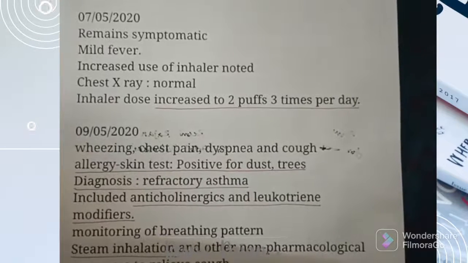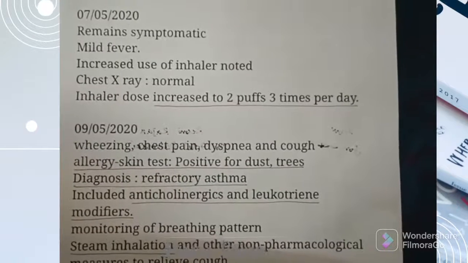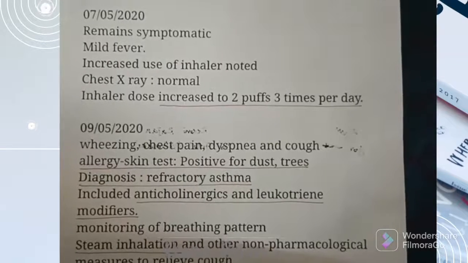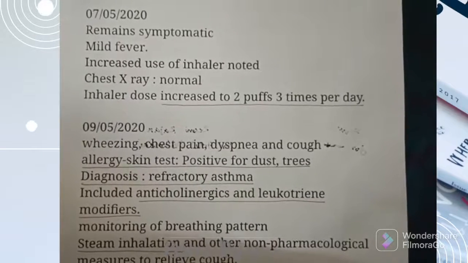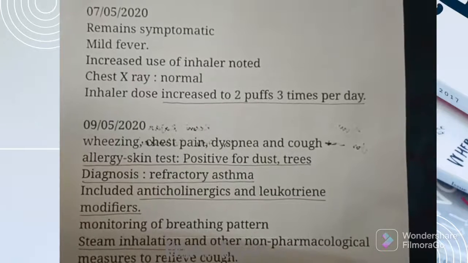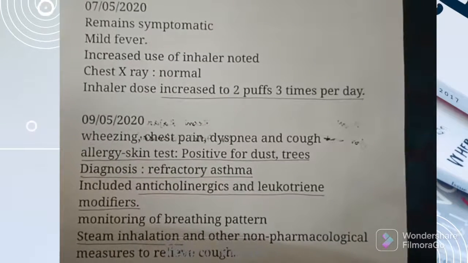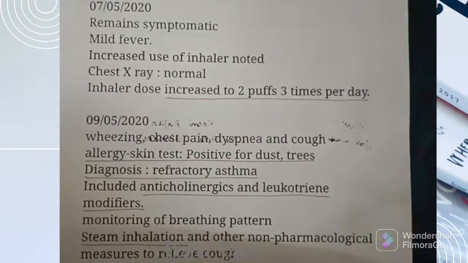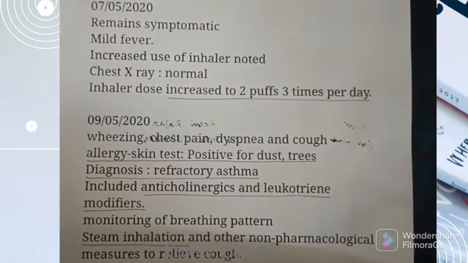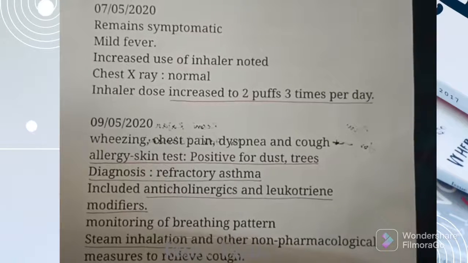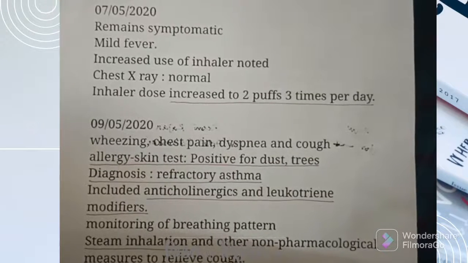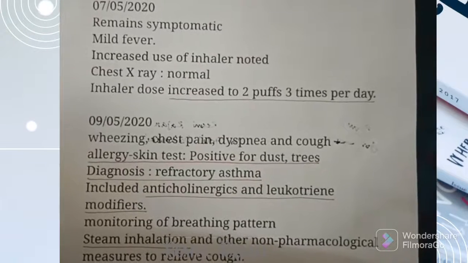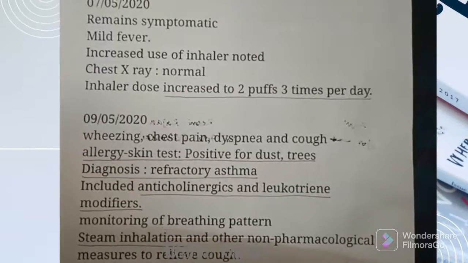The diagnosis is refractory asthma. It is nothing but the patient's asthma becoming aggravated. They included an anticholinergic and a leukotriene modifier. That one is important because they have added some more medications, monitoring of breathing pattern, steam inhalation and other non-pharmacological measures to relieve cough. So for us it is important that the new diagnosis is refractory asthma, the skin allergy test is positive for dust and trees, and they have added some more medications. These are the things we have to include here.